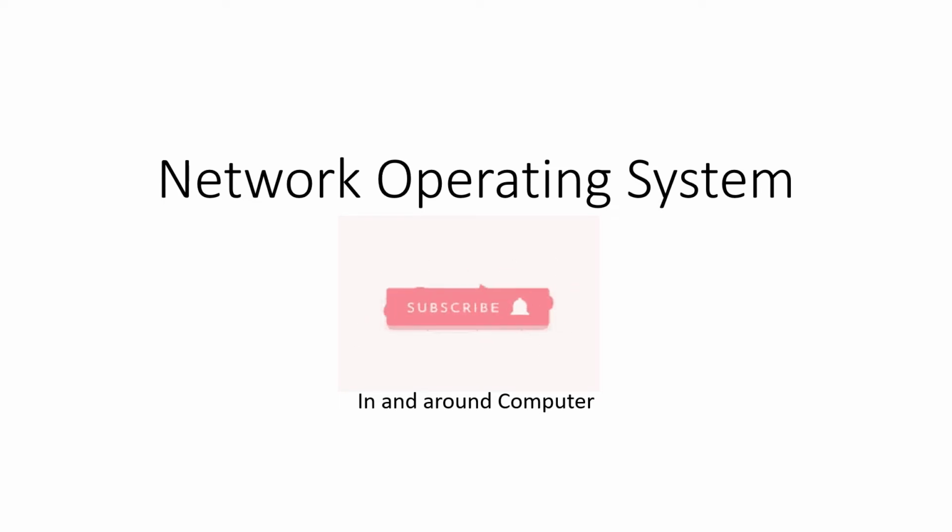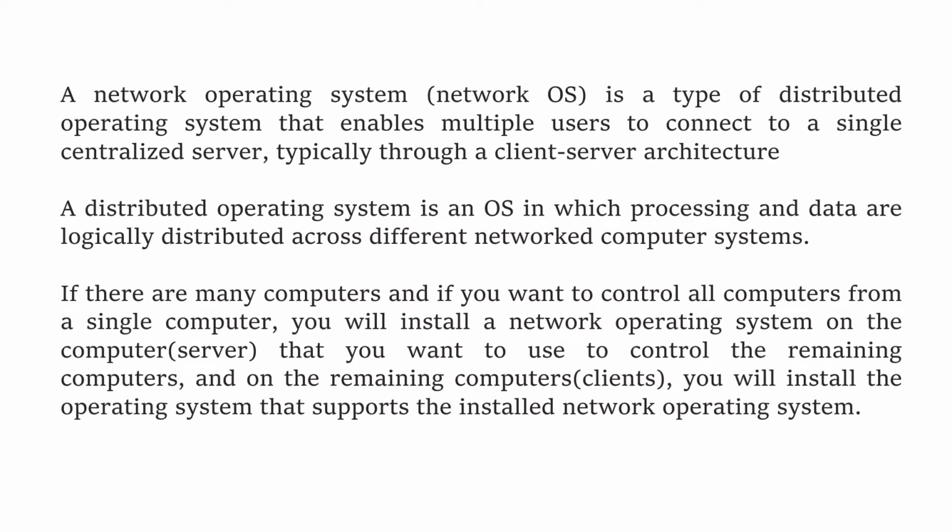In this video, we are going to see the network operating system. A network operating system is also a type of distributed operating system that enables multiple users to connect to a single centralized server, typically through a client-server architecture. A distributed operating system, that we already saw in the last video, is one in which the processing and data are logically distributed across different networked computer systems. A network OS is also such a type of OS that mainly relies on a client-server architecture of a distributed operating system.